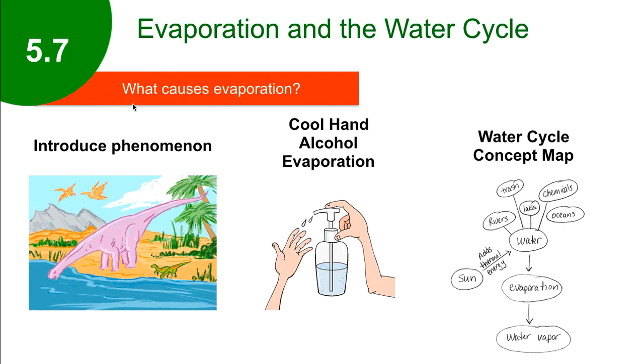and then we jump right into different parts of the water cycle. And the first thing we wonder is, what causes evaporation? We pour a little bit of alcohol on our hands so that we can literally feel the effects of evaporation firsthand. And then we start building a water cycle concept map with the idea of evaporation.